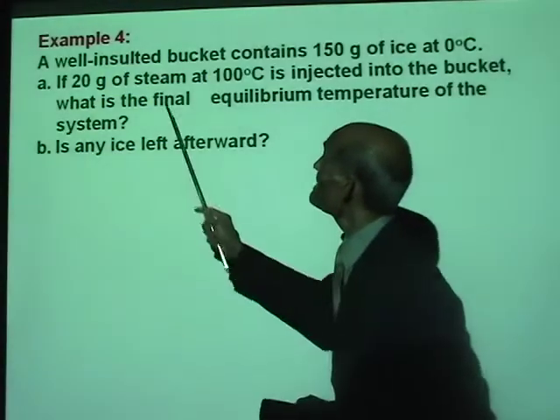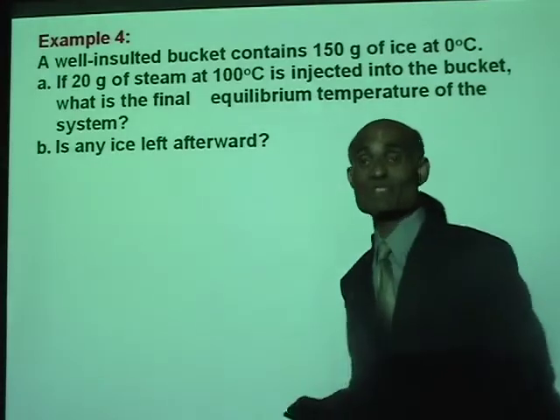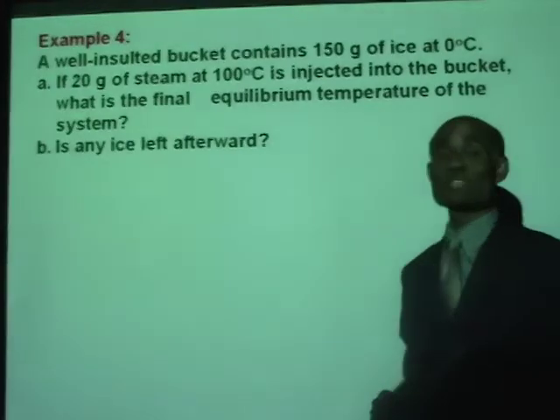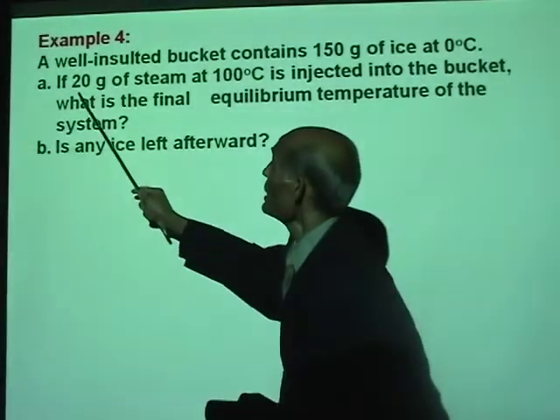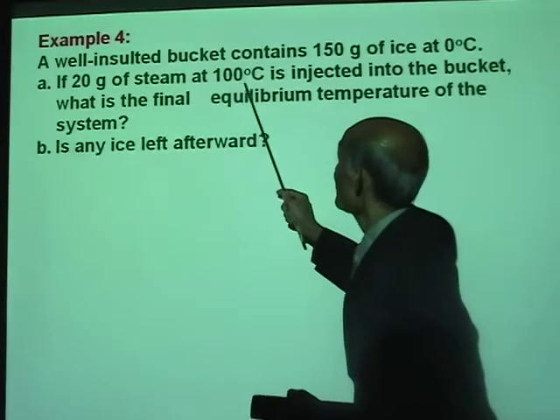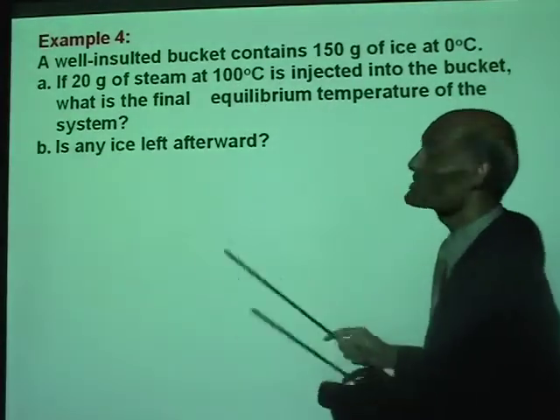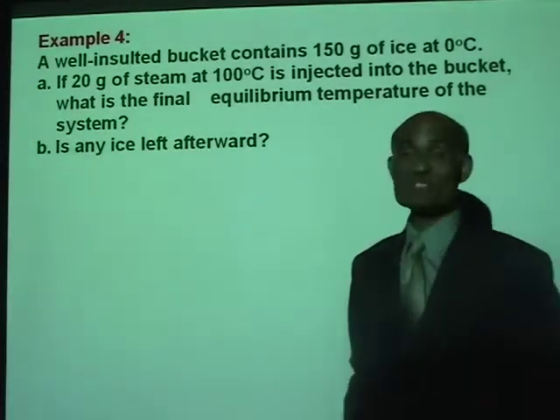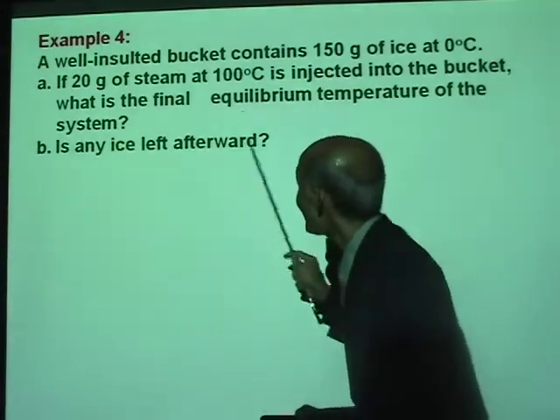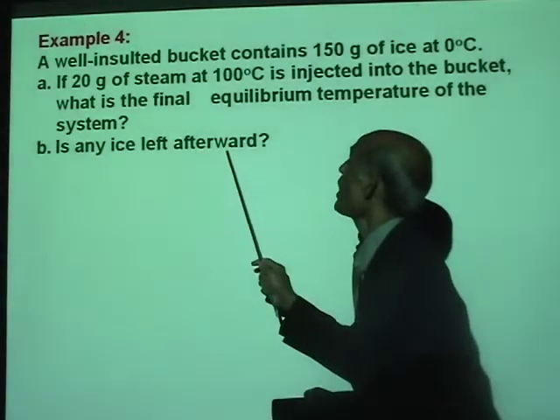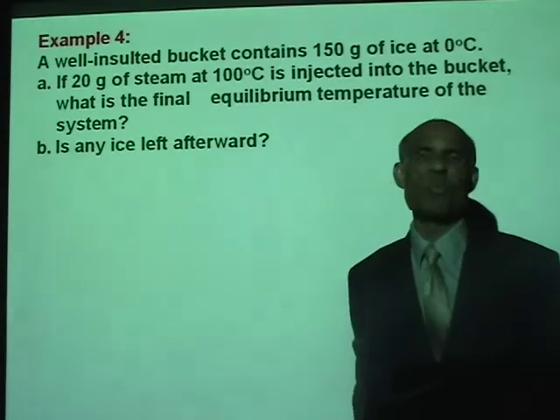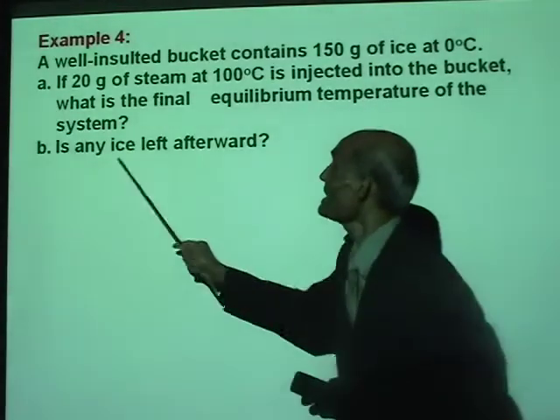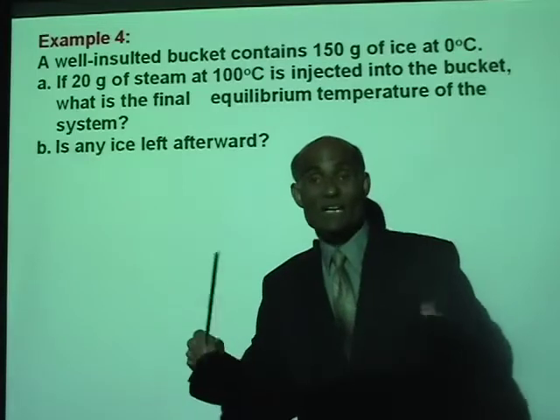A well-insulated bucket, like the calorimeter I just showed you, contains 150 gram of ice at 0 degrees Celsius. A, if 20 gram of steam at 100 degrees Celsius is injected into the bucket, what is the final equilibrium temperature of the system? Is any ice left afterward? It should read as afterward, not ward. I'm sorry, my fault. Is any ice left afterward, after doing this process?